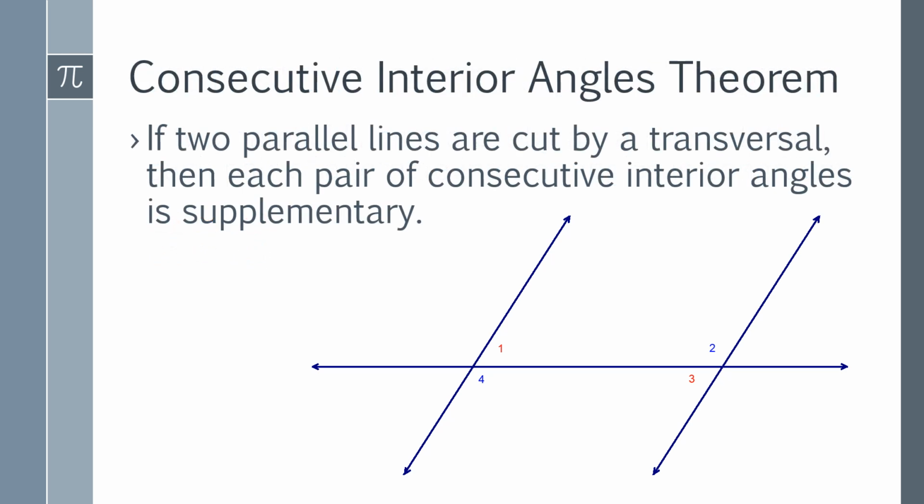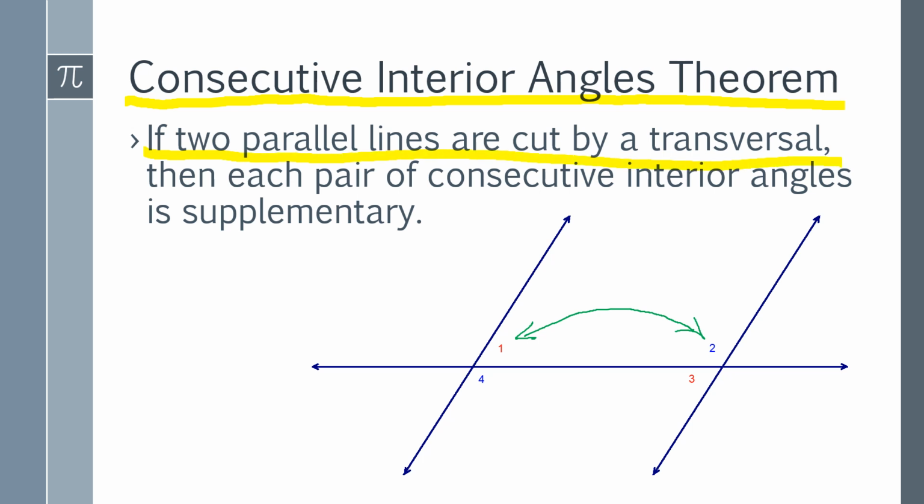Okay, now we have another theorem. So this theorem is the consecutive interior angles theorem. So if you recall, consecutive interior angles are two angles that are on the same side of the transversal, right? So what we see here is that we want to say, okay, is angle 1 supplemental, right, to angle 2? Well, again, we start with this being cut by a transversal.